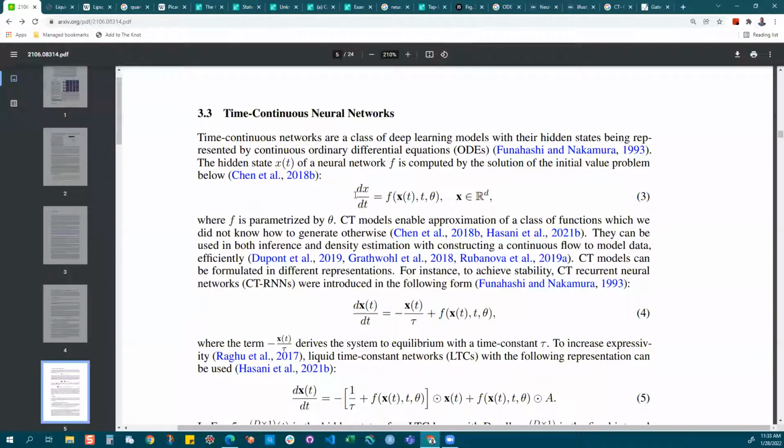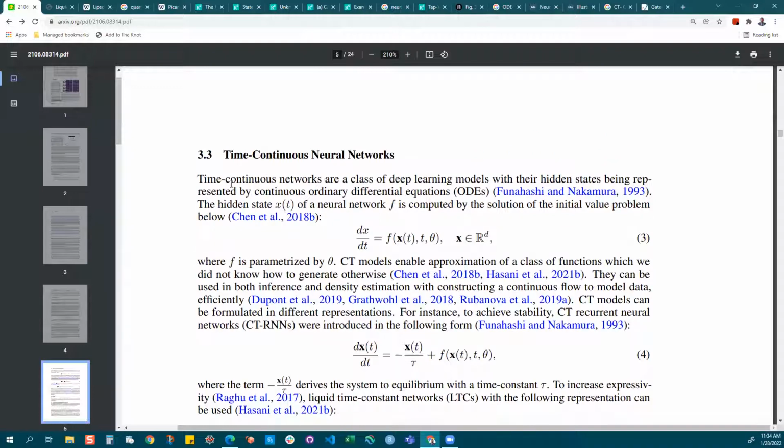They usually do not use differential equations in neural networks, but in this case they do, and their differential equation has time as one of the parameters, and that's how they establish causality in a neural network.